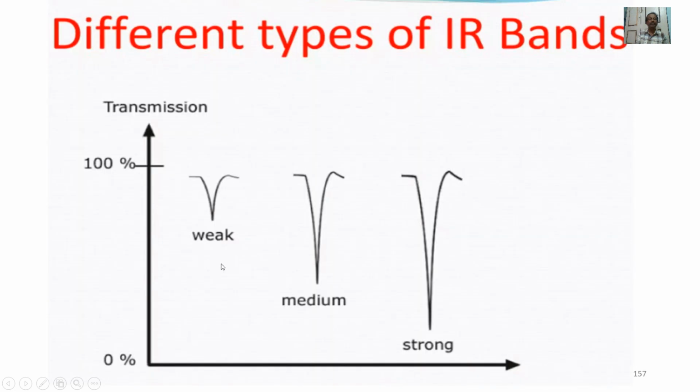So you have in the y-axis the percentage of transmission, and this is a weak absorption, weak transmission, and this will be considered as medium transmission, and this will be strong transmission. See, this is a strong transmission, and this is around 30%, and this will be around 30 to 60%, and this will be around 60 to 100%.